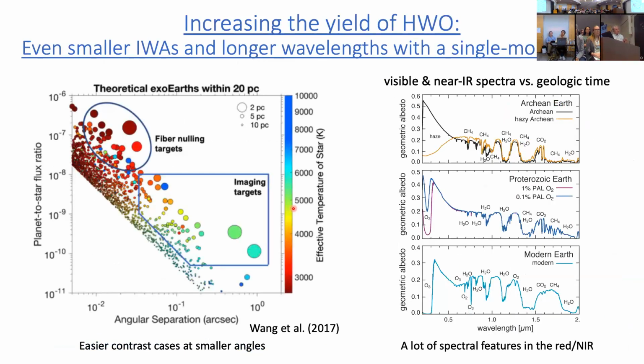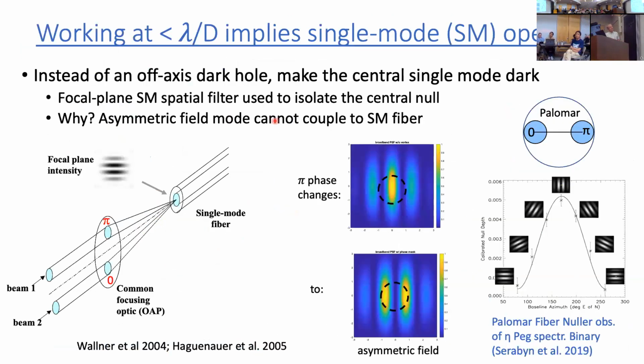All right, but if you want to have an even higher yield for habitable worlds, we need to go to smaller inner working angles. And I have to thank someone who gave a chart very similar to this, but the imaging targets, for example, are down here at larger separations. If we can get down to this region, there's a whole other batch of targets we can be doing, such as around M stars. I'll skip the spectrum since we've seen that.